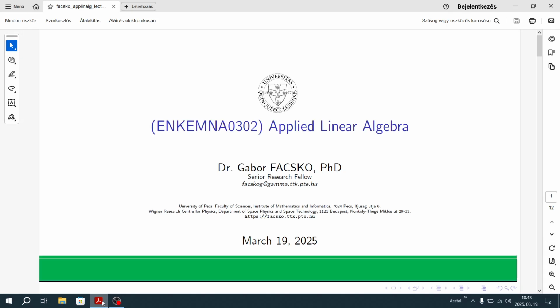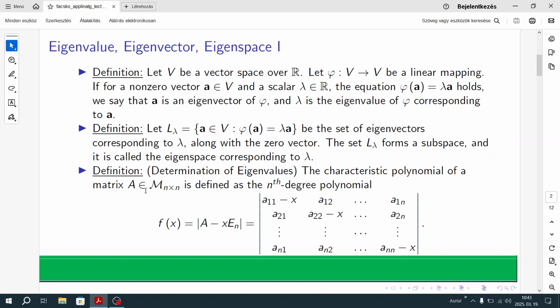Sorry. Okay. So today we are progressing in eigenvalues and eigenvectors, and what is new is the eigenspace. We just started eigenvalues and eigenvectors.